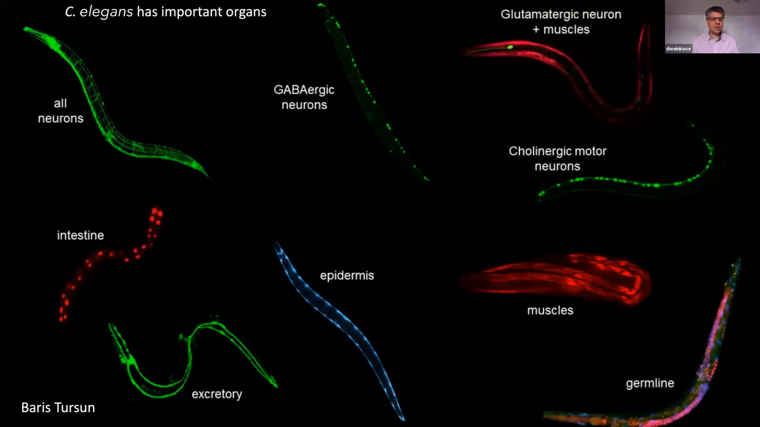The other thing about C. elegans, and this is a great slide borrowed from Baris Tursun, with pictures that really illustrate how C. elegans, although a tiny nematode, have many of the features of human biology: the basics, neurons, muscles, intestine, epidermis, excretory system, and the germline. There are obviously many similarities and many differences, but many similarities. It's really a good animal model.